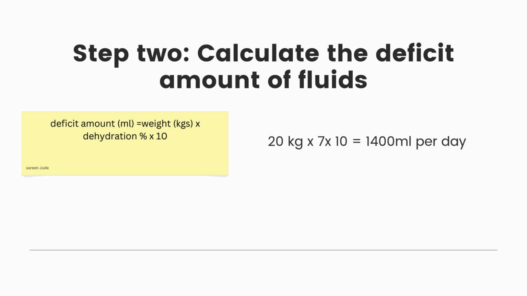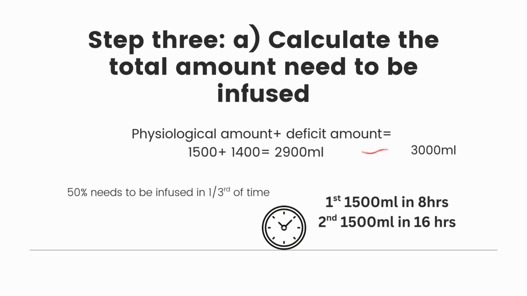Okay, so we've got the deficit amount. Now we just add: it's 2,900. We round up to 3,000 because we don't calculate in 100 milliliters or less. So let's do three liters. In general, the rule says 50% of the amount needs to be infused in one third of the time. So we go with 1,500, half, and of 24 hours, a third is 8 hours.